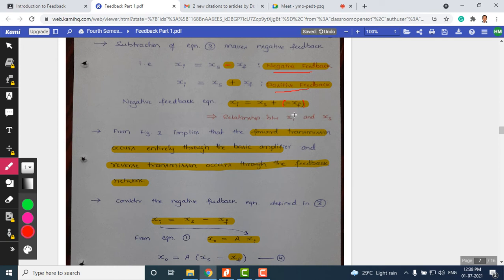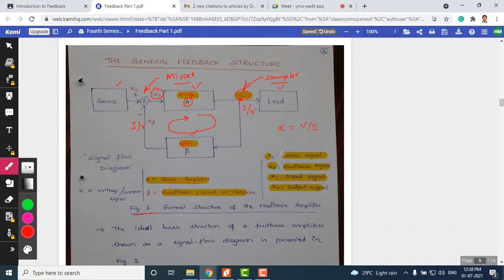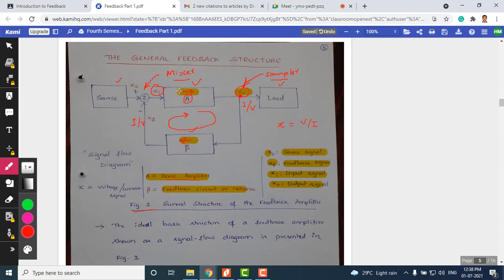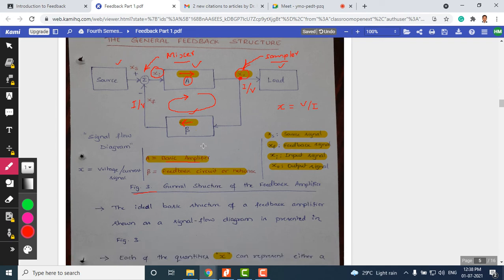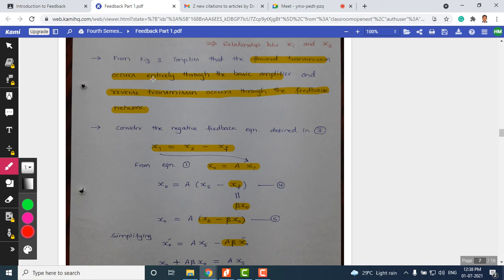And I already told you about the forward transmission and reverse transmission. So look at the basic diagram here. The arrow mark shows that there is always a forward transmission, and through the feedback there is always a reverse transmission, as shown in this description. The reverse transmission occurs through the feedback network, and forward transmission occurs entirely through the basic amplifier.